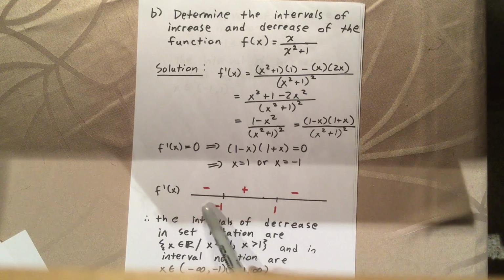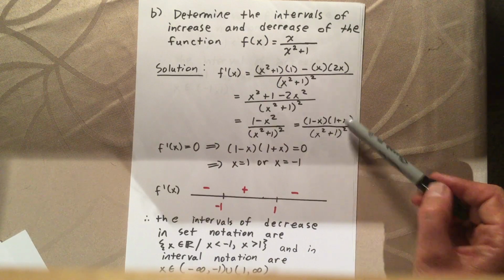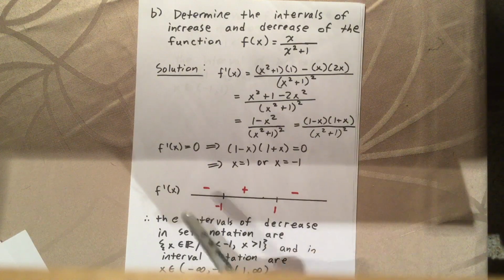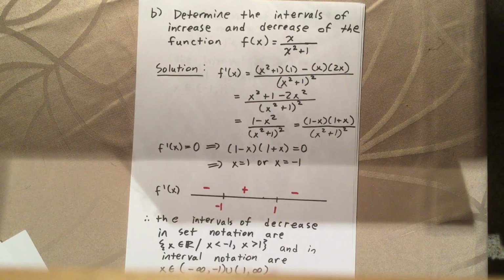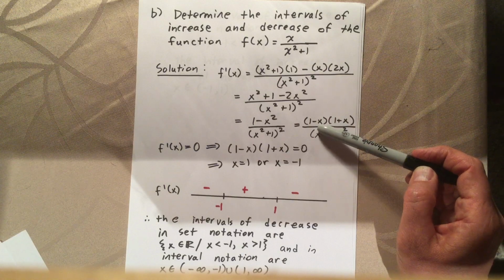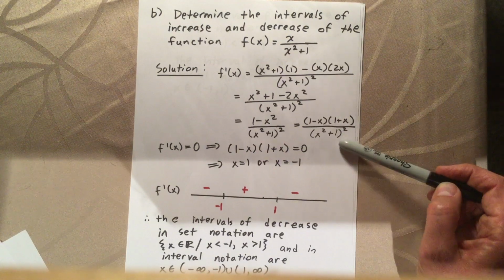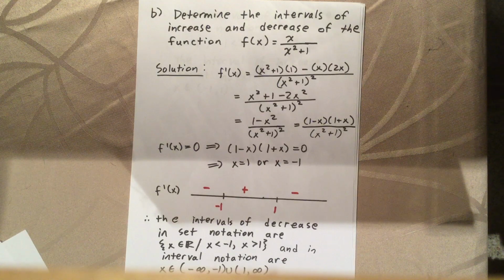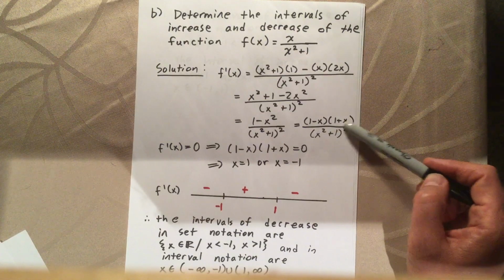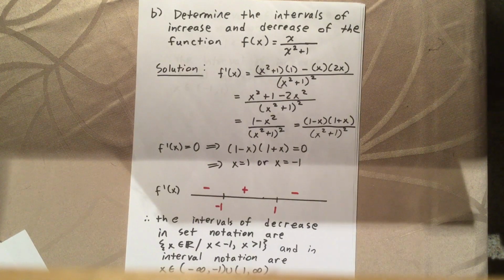I see that when x is less than negative 1, 1 minus x is positive, 1 plus x is negative, making the numerator negative. The denominator is always positive. So I have a negative first derivative when x is less than negative 1. In between negative 1 and 1, the factor 1 minus x is positive, and the factor 1 plus x is positive. So I have a positive numerator over a positive denominator, making the first derivative positive. And finally, when x is a number greater than 1, 1 minus x is negative, 1 plus x is positive. My numerator is negative, my denominator is positive, so the first derivative is negative.